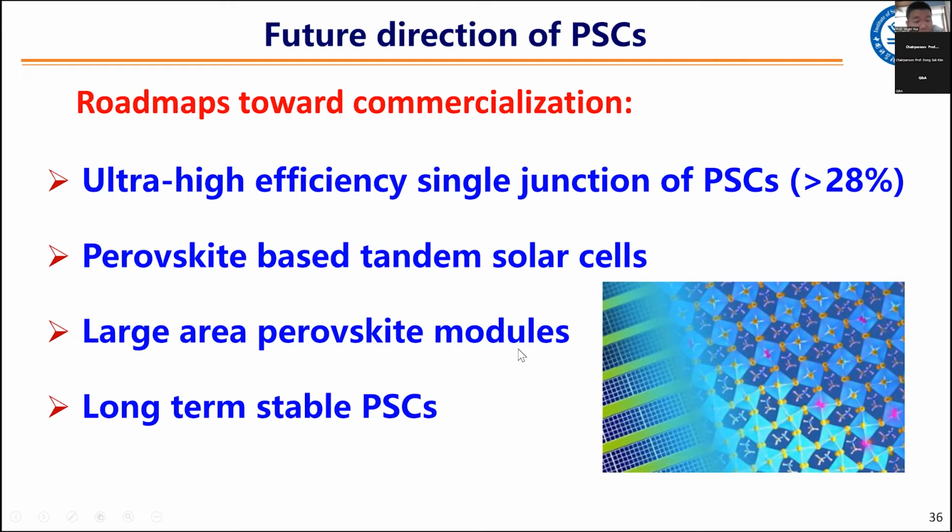So how can we make very uniform, high quality perovskite films in large areas for commercialization and for industry? And I think the last one is long-term stability. How can we make sure the perovskite can survive for 10 years or 20 years? This is the future direction in these areas, and also there are some challenges in these areas.